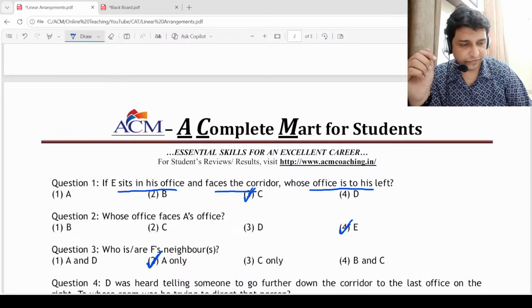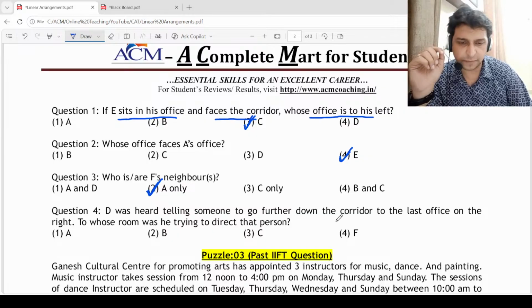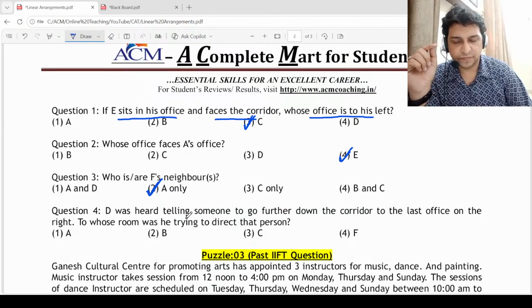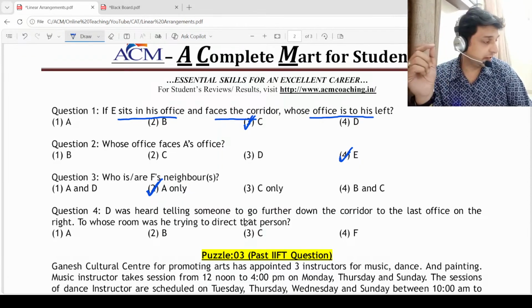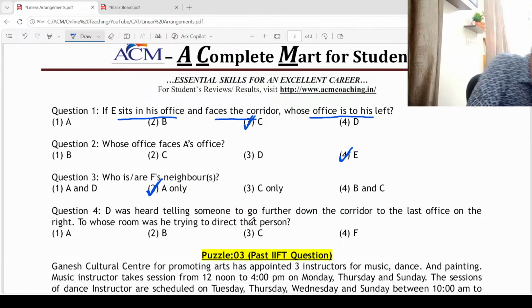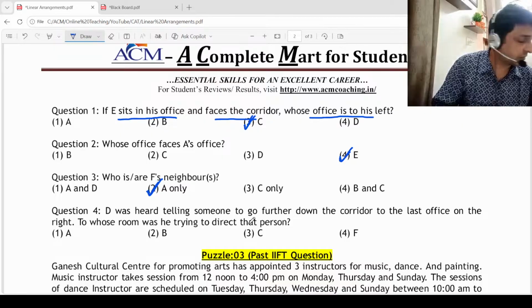The next question we have, the last one of this puzzle. D was heard telling someone to go down the corridor to the last office on the right. So D is telling someone to go down the corridor, last office on the right hand side. So whose office is he directing to?